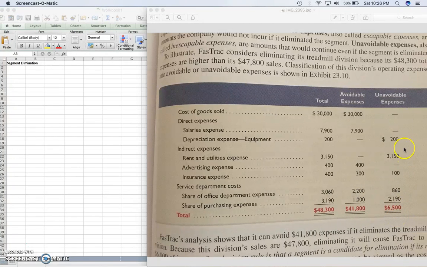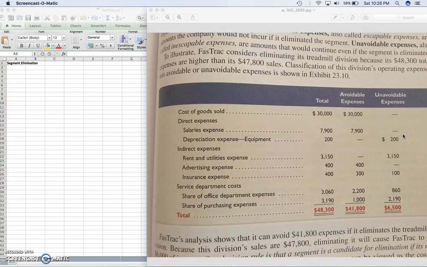Those are unavoidable expenses, like, for instance, depreciation, rent and utilities, insurance expense, share of office department, and purchasing expenses. So some of these don't have to do with the treadmills and the sales and stuff, but it has to do with the rent space and depreciation for equipment and things like that.